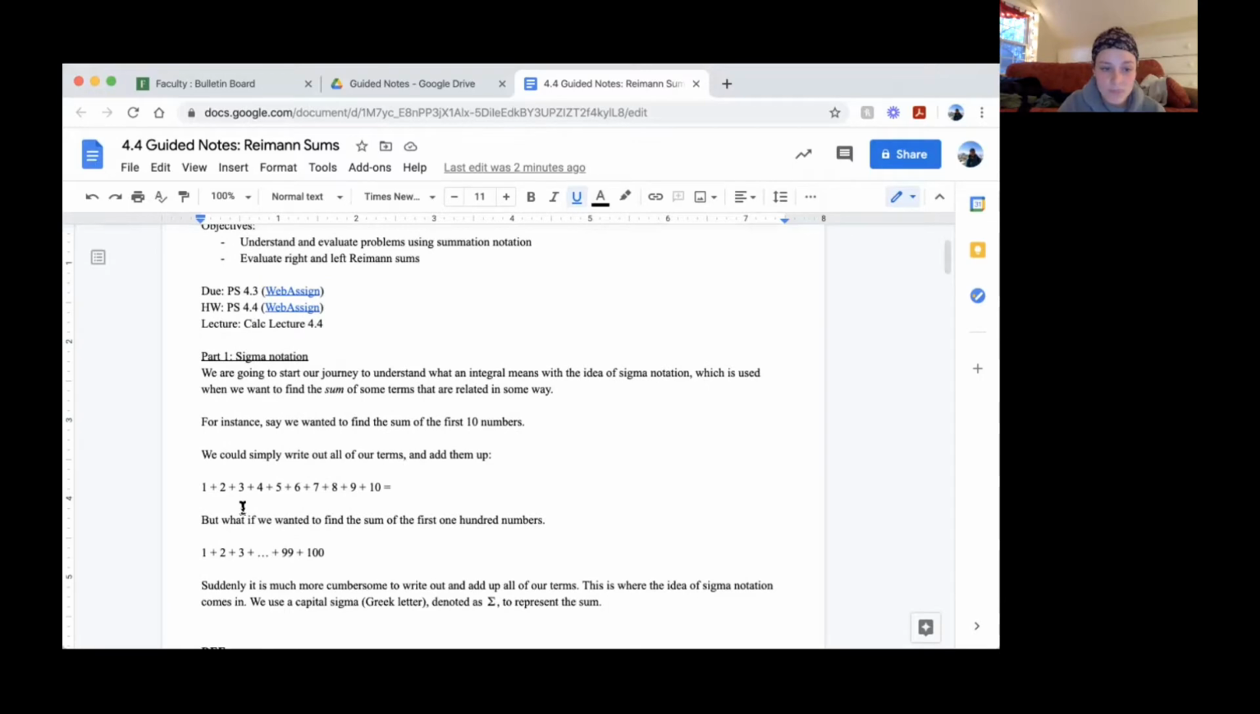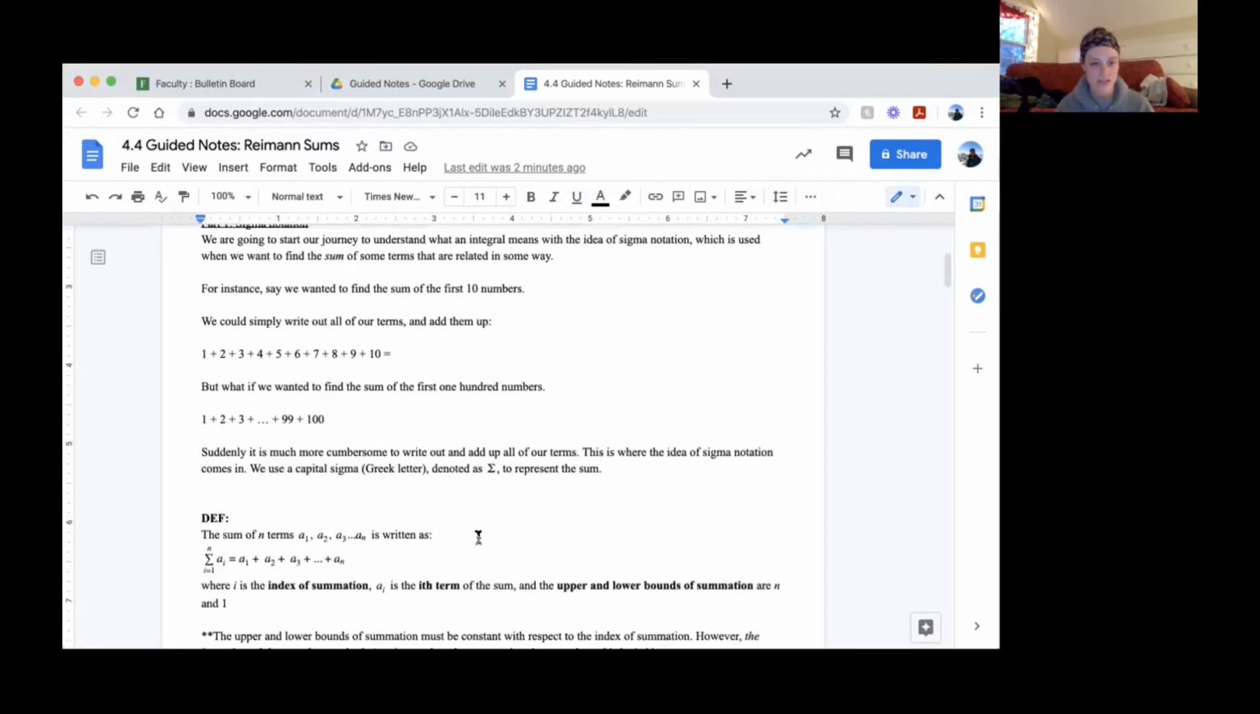So the sum of the first 10 numbers is not too bad, doable. But what about if it was the first 100 numbers? That one I'm definitely not going to say. Suddenly, it is much more cumbersome to write out and add up all of our terms. This is where the idea of sigma notation comes in. And we use a capital sigma, which is a Greek letter denoted as this E thing, to represent sum. I'm not very good at drawing them, but that's kind of how I do it.